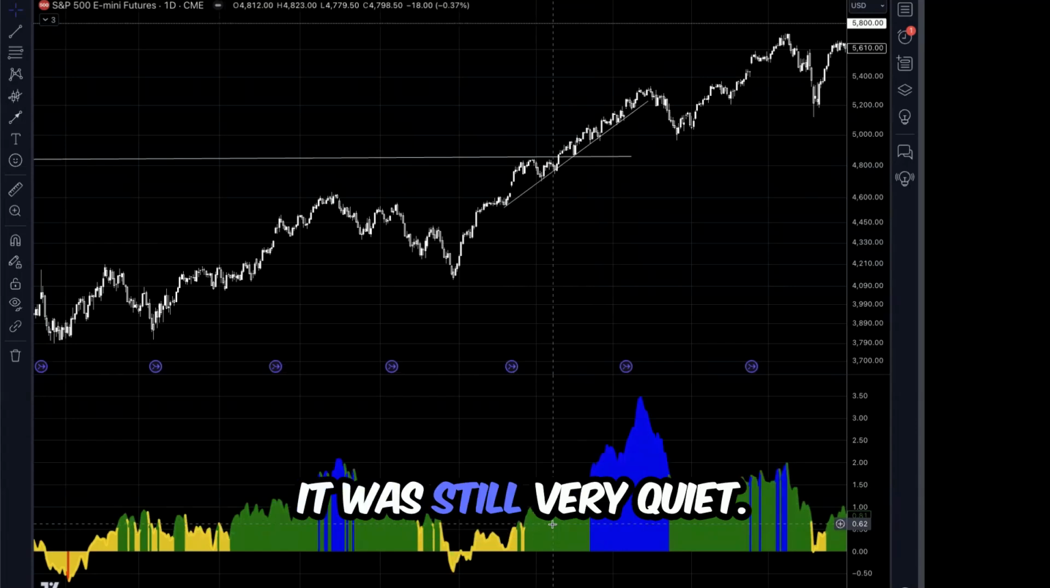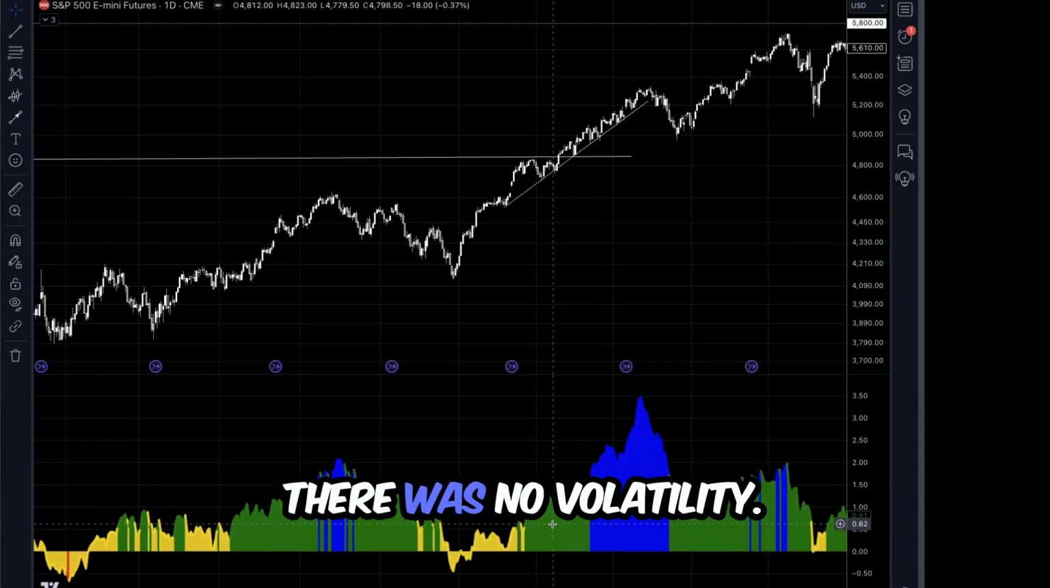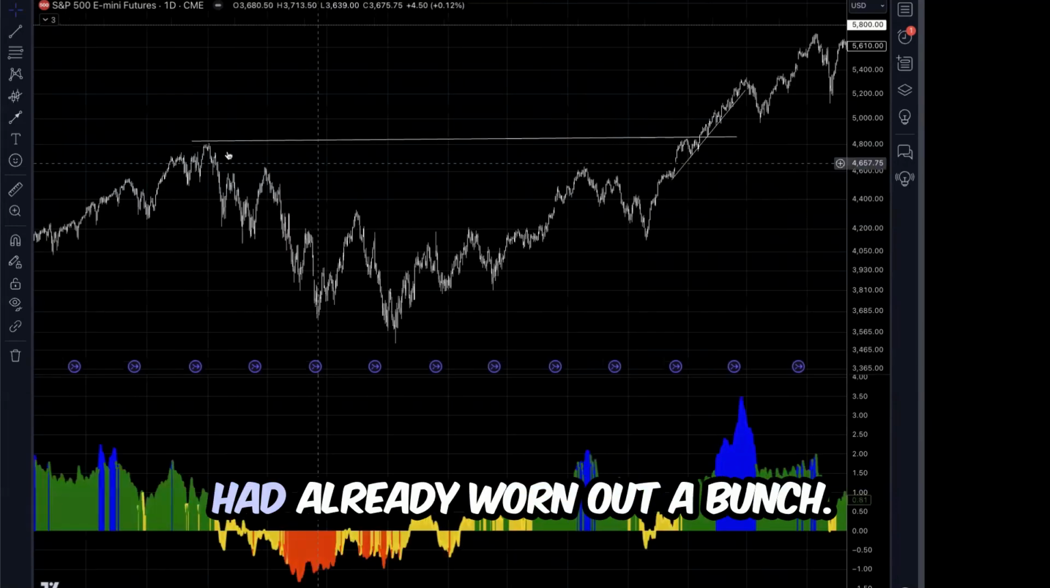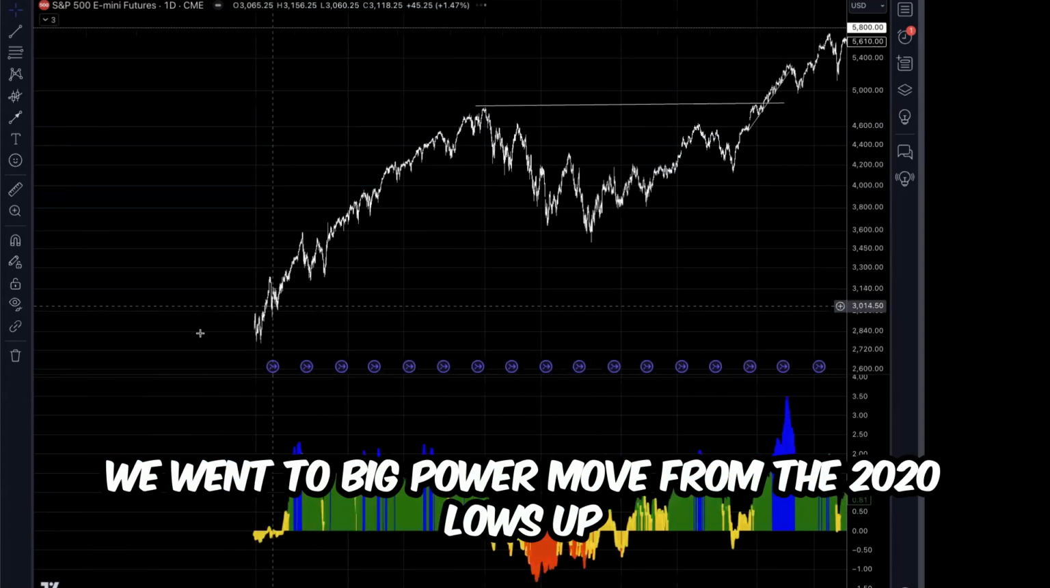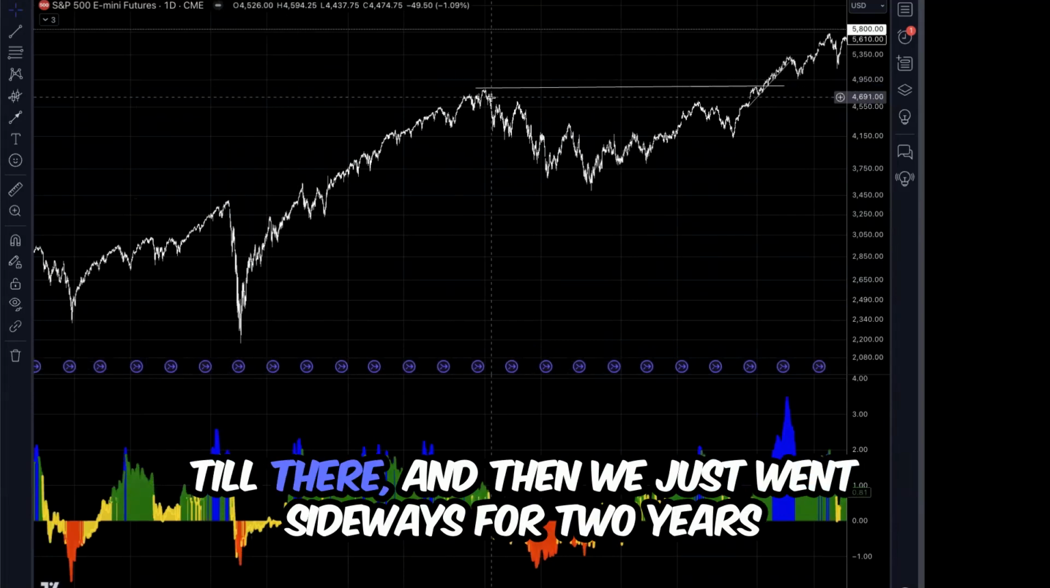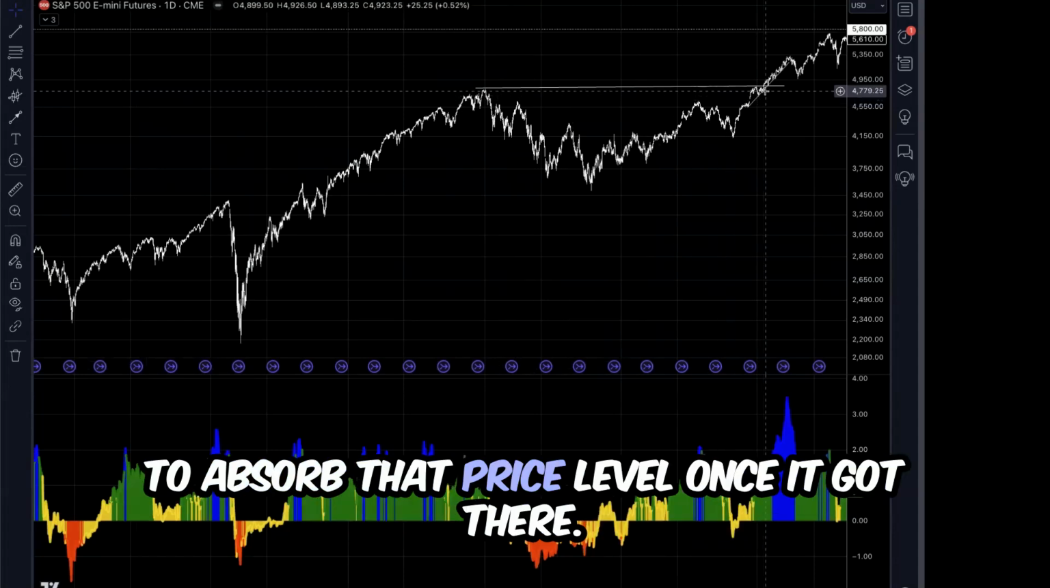It was still very quiet. There was no volatility. We had already worn out a bunch. We went on a big power move from the 2020 lows up till there, and then we just went sideways for 2 years to absorb that price level.